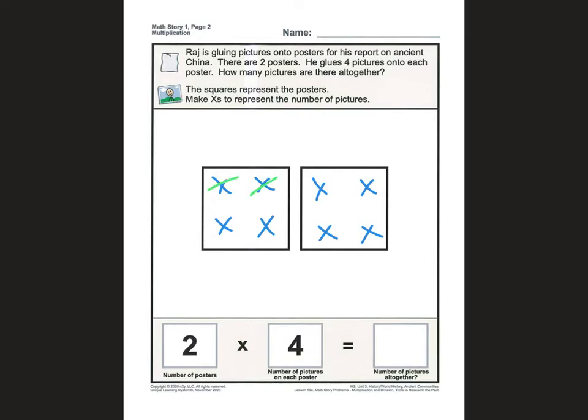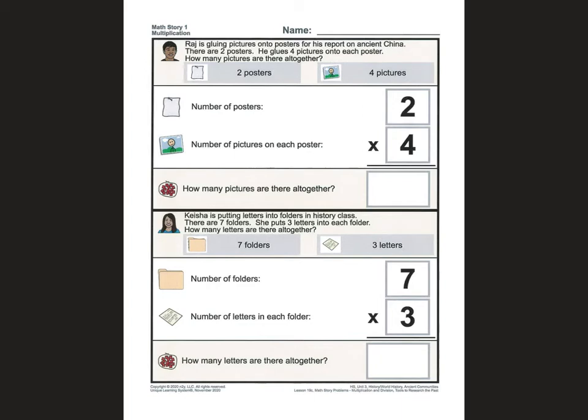1, 2, 3, 4, 5, 6, 7, 8. 2 times 4 is 8. Or you could skip count. 4, 8. Now we're going to take our information from pages 1 and 2 and put them on this page. 2 times 4 is 8, and 7 times 3 is 21.